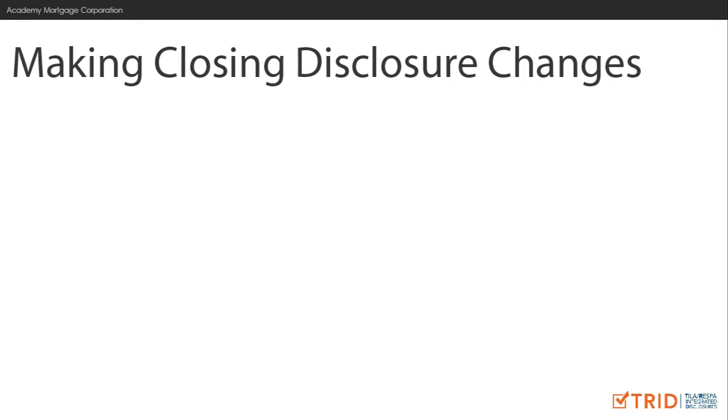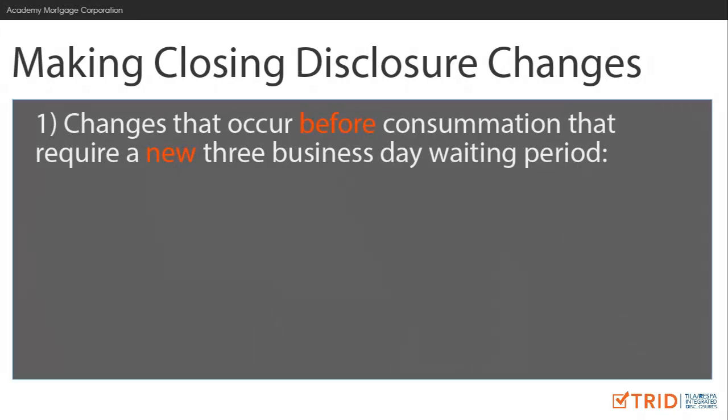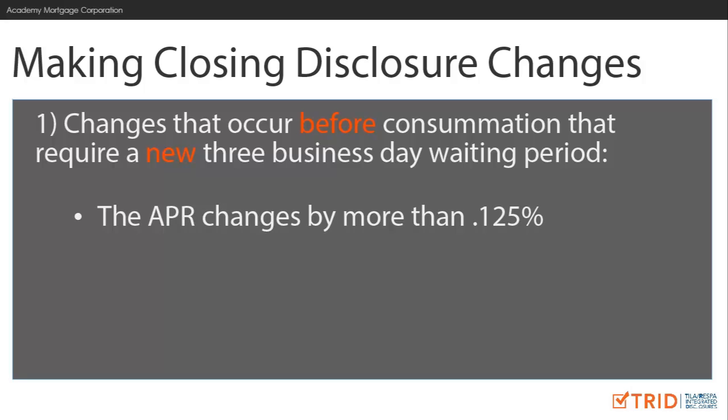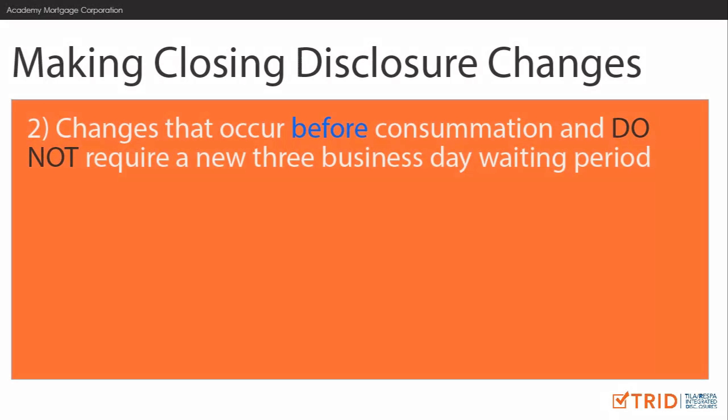Now let's shift focus to 3 categories of changes that require a corrected CD. First, changes that occur before consummation that require a new 3 business day waiting period. This is required when the APR changes by more than 1/8%, the loan product is changed, or the addition of a prepayment penalty. Second, changes that occur before consummation and do not require a new 3 business day waiting period.